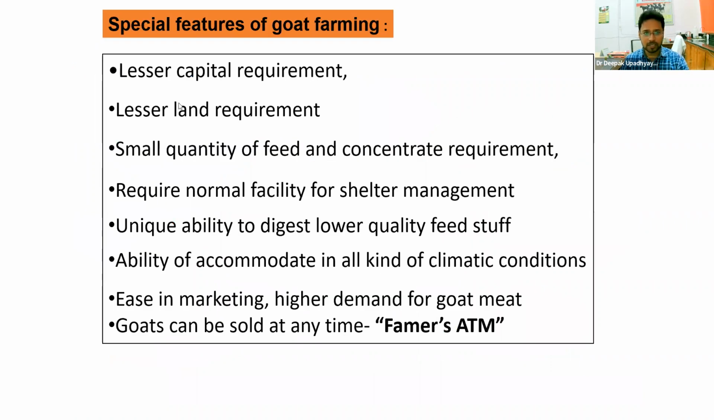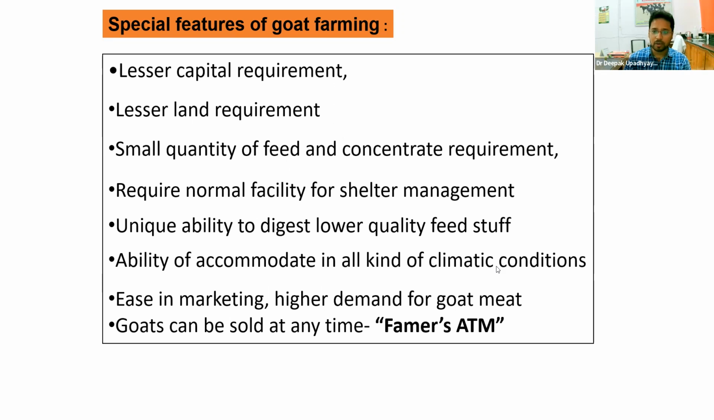Likewise, it requires lesser capital. Given their smaller size, they require less rent also. They require less quantity of feed and concentrate. They can be reared in very normal facilities. They don't require very sophisticated housing. Some feature you have to give and they can be raised. They have a unique ability to digest lower quality feedstuff. They can digest any kind of crude fiber. They can eat even neem leaves, so any kind of leaf they can eat.